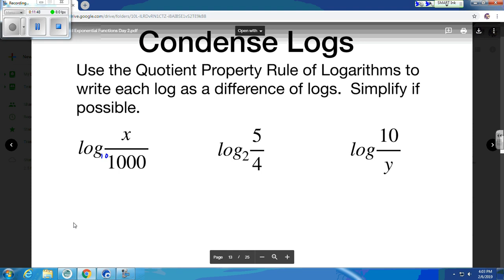Remember, when I don't have a base written in, it's understood to be a 10. Log base 10 of x minus log base 10 of 1,000. 10 to what power gives me 1,000? That would be 3. So I end up with log of x minus 3.